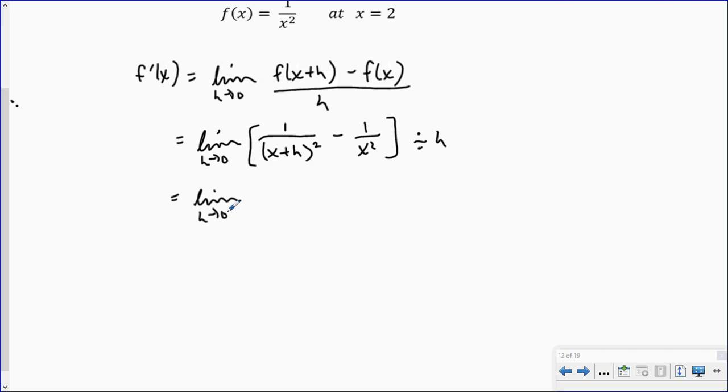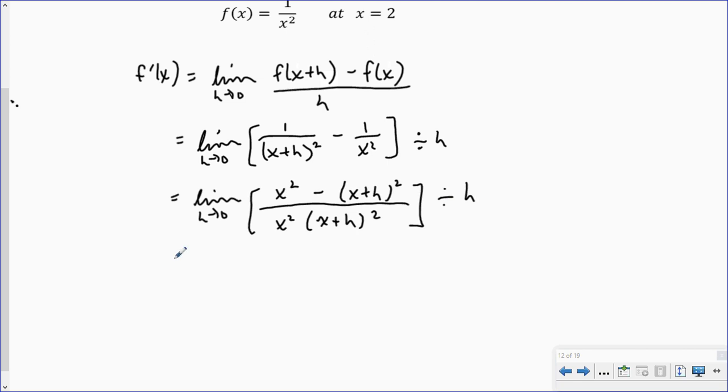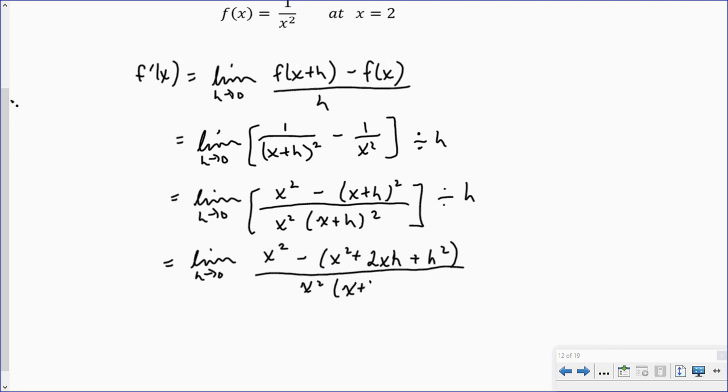Let's get a common denominator. Focus on the square brackets. I'm going to get a common denominator of x squared and (x plus h) squared. This is still going to be divided by h. I'm going to do a couple of things in this next line. I'm going to expand this, and it's all going to be over x squared and (x plus h) squared.